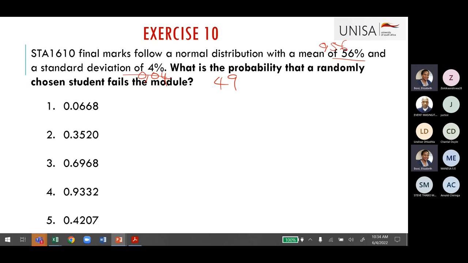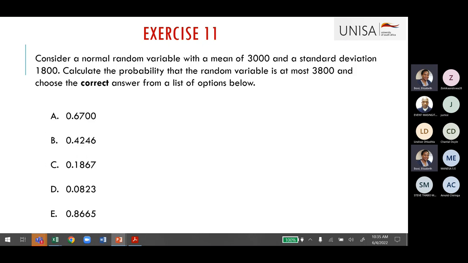What is the probability of a pass? Pass is more than 50. Fail is less than 50. Or maybe you can say the probability of less than 50. And see if you get any of those questions there, which is very tricky now. Do you use a 50 for a fail or do you use a 49? You can check both and see if any of those probabilities you do get.